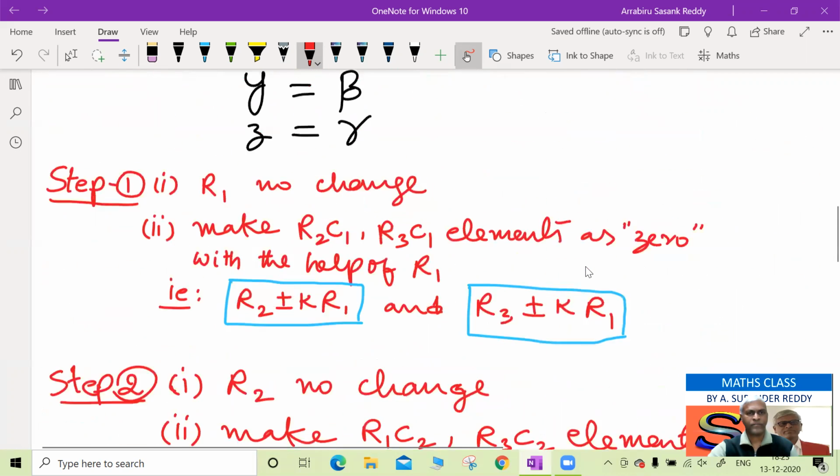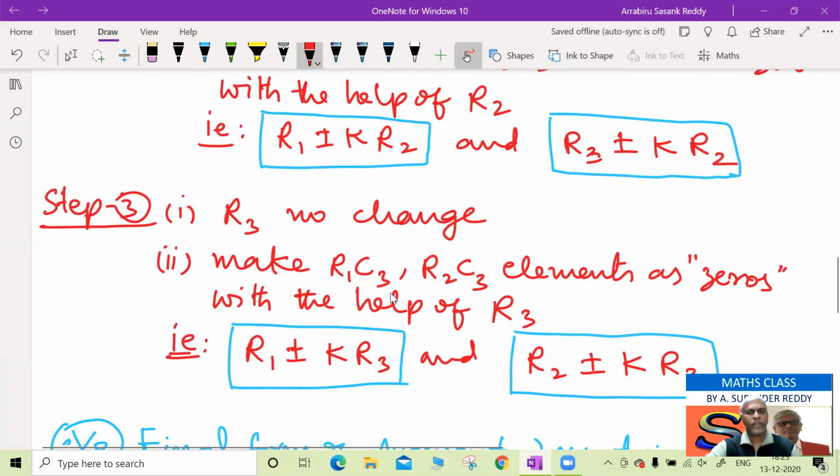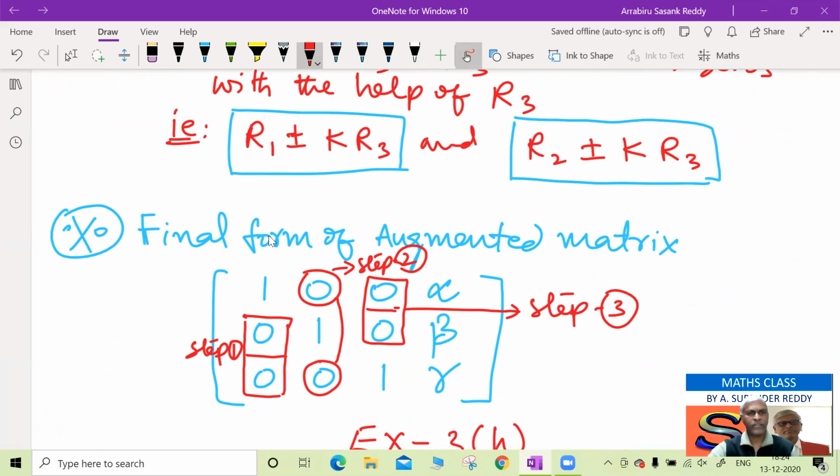There are 3 steps. Step 1, no change in R1, the first row. So we change the second row and third row in the first step. That is, in the first column, the second and third elements should become zeros. In second step, in the second column, the first element and third element should become 0. In step 3, in the third column, the first element and second element should become 0. So all 6 zeros, we have to make these 6 elements zeros. That part is very important.